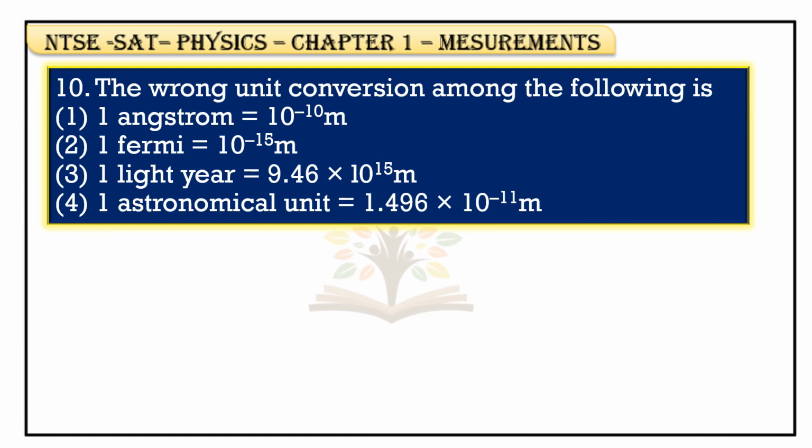So here Angstrom 10 to the power of minus 10 meters, correct. 1 Fermi is equal to 10 to the power of minus 15 meters, correct. 1 light year is equal to 9.46 into 10 to the power of 15 meters, correct. Now which is the wrong one? Astronomical unit is equal to 1.496 into 10 to the power of 11, it should be 11 here, not minus 11. So this is the wrong unit conversion among these four. Which option is correct? Fourth option is correct.